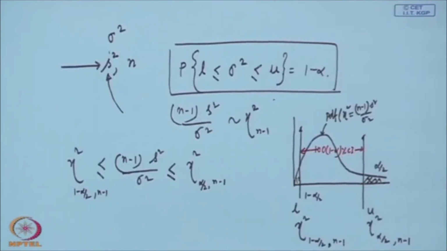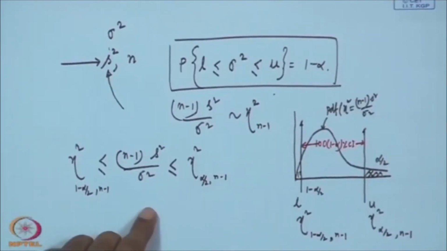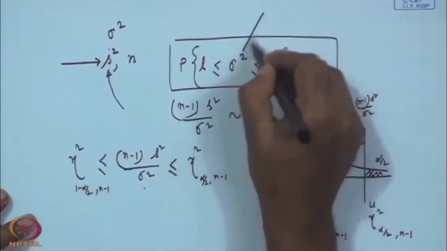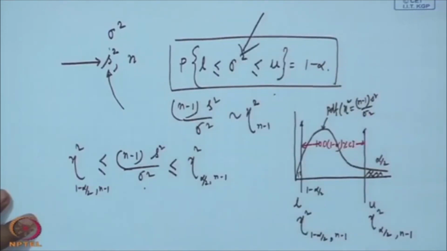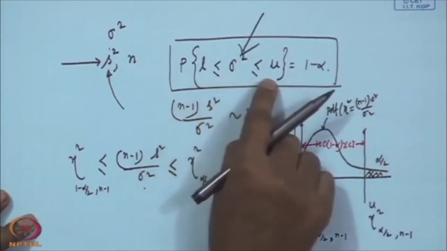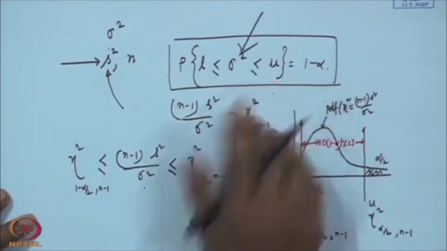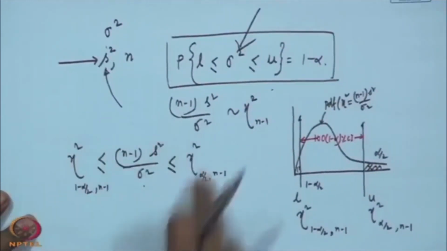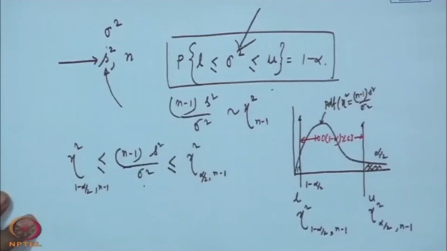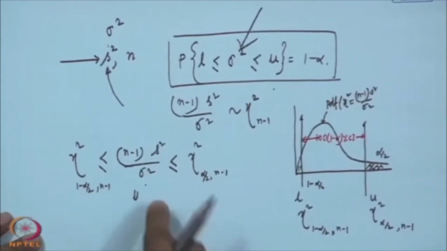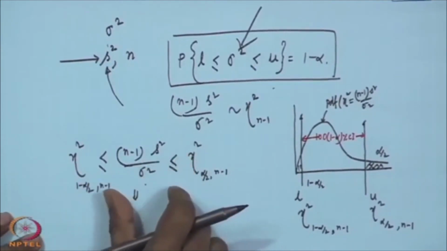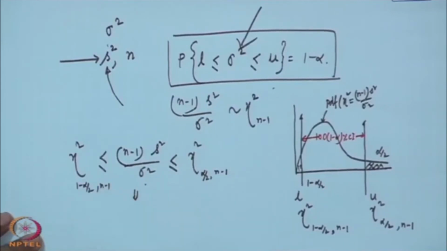This is my 100(1 minus alpha) percent of this one. But what do you want in this equation? You want something like L less than or equal to sigma square less than or equal to U. Can you now find out what it will be? Can you not manipulate this? You can easily manipulate. Once you manipulate this, you want to keep only sigma square in between the less than or equal to terms.